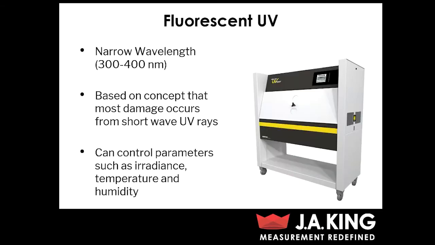So the next type of testing I want to talk about is fluorescent UV. This is a form of accelerated testing, but it focuses on a relatively narrow wavelength. It's going to focus on the 300 to 400 nanometer range. And this is based on the concept that most damage is going to occur from those shortwave UV rays in that 300 to 400 range. So it's only going to focus on damage that is going to be caused by those radiation wavelengths.